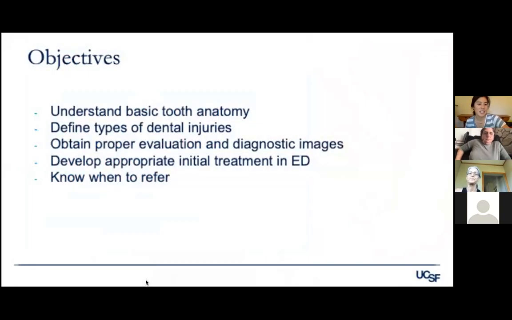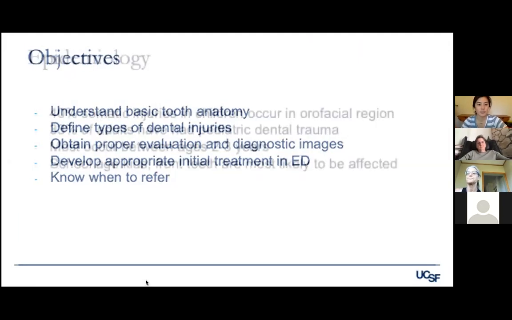Okay, so today's objectives are to understand basic tooth anatomy, define types of dental injuries, obtain proper evaluation and diagnostic images, and develop appropriate initial treatment in the emergency department, and know when to refer.